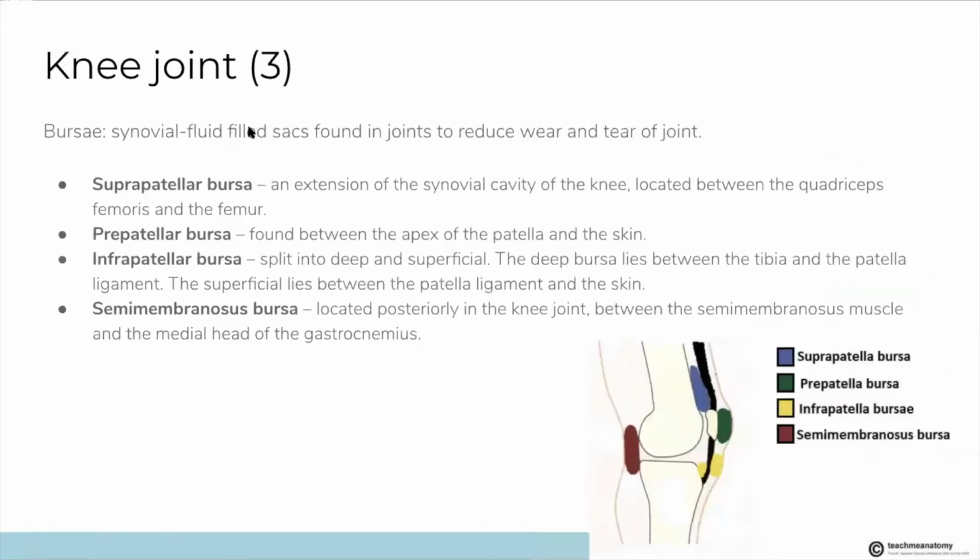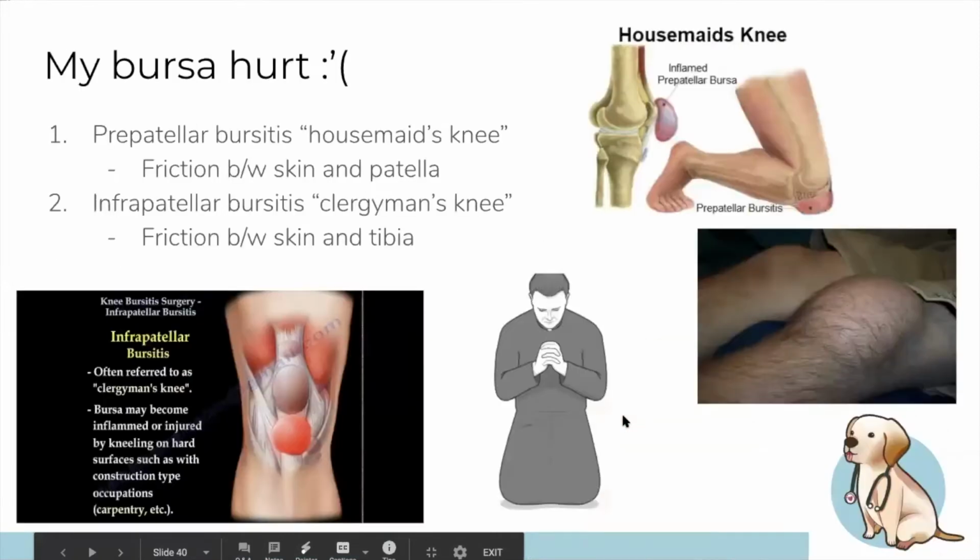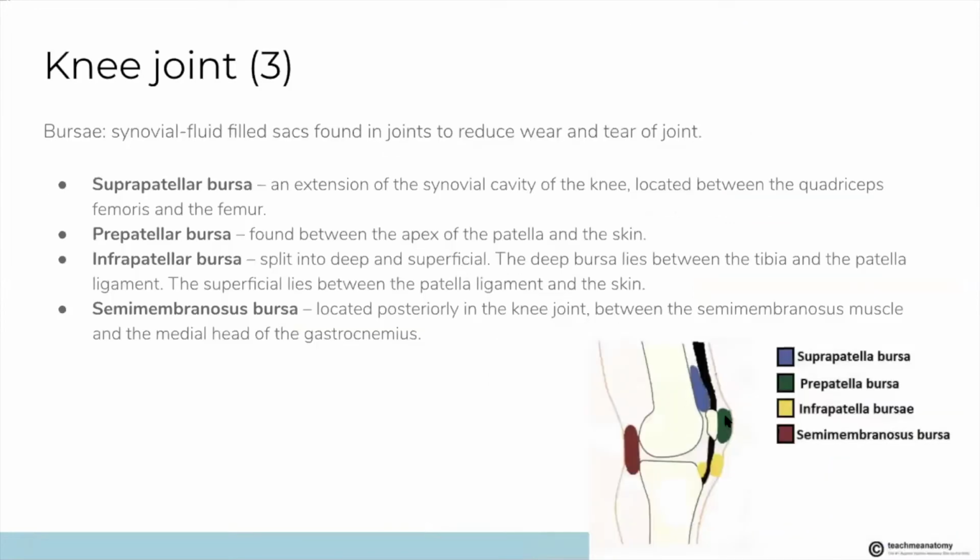Okay, part 3, bursa. Apart from menisci, we also have bursae, just like we have in our elbows and in our upper limb. So we have 4: suprapatellar, prepatellar, infrapatellar, and semimembranosus. And they're exactly where you think they are. Semimembranosus is just between the semimembranosus muscle and the gastrocnemius calf muscle, down at the back here. So if your bursa get inflamed, that's no good. It usually happens to the prepatellar over here and the infrapatellar down here, bursa.